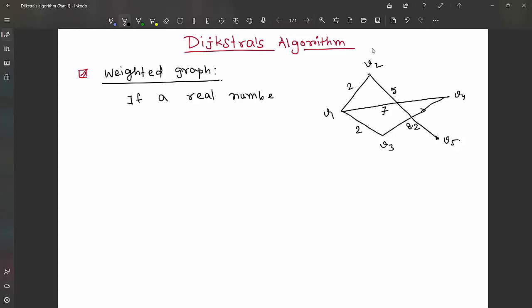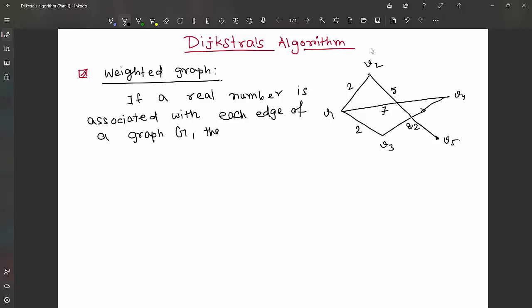if a real number is associated with each edge of a graph G, then G is called a weighted graph.